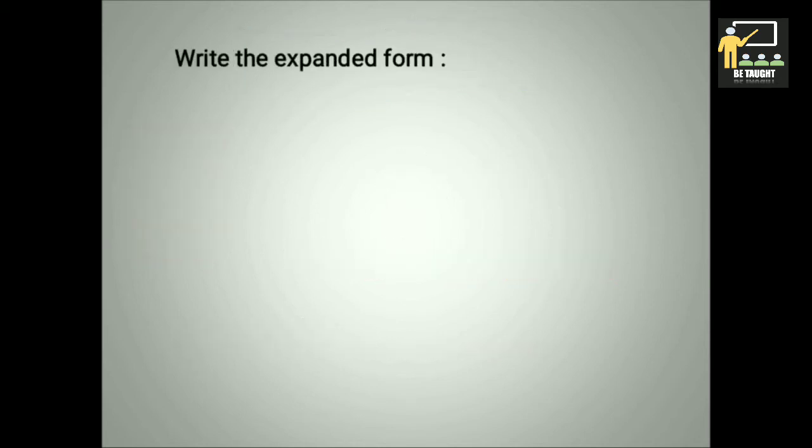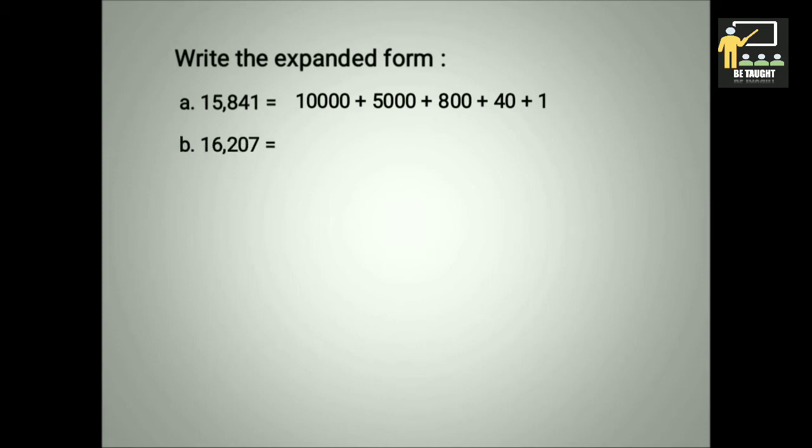Write the expanded form. Let's solve an exercise. 15,841. The expanded form will be 10,000 plus 5,000 plus 800 plus 40 plus 1. We'll see one more sum. 16,207. So the expanded form will be 10,000 plus 6,000 plus 200 plus 0 plus 7.